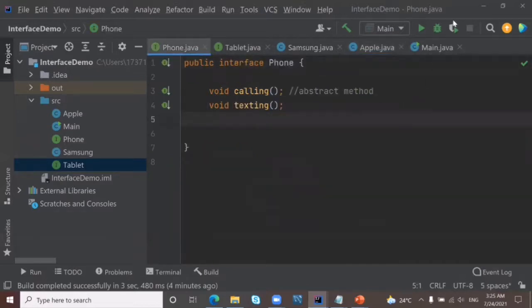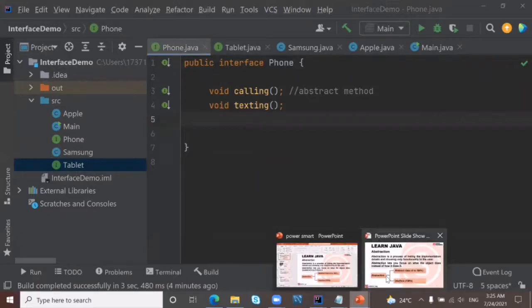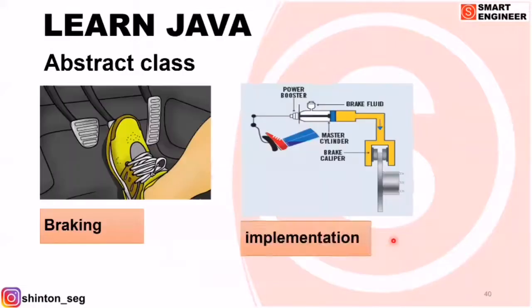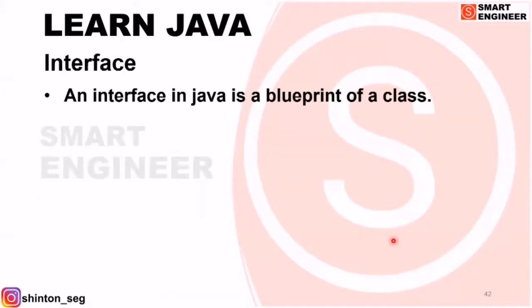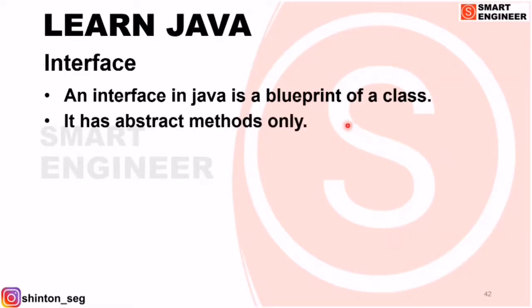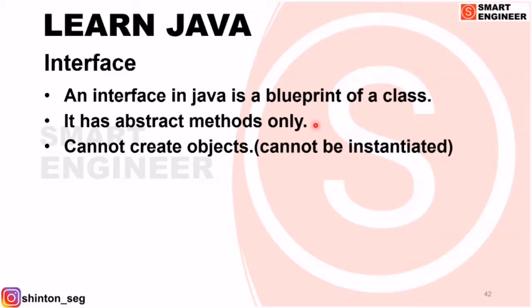Okay, so let's go to the PPT. We learned about abstraction, abstract class, and interface. An interface in Java is a blueprint for creating a class. It has only abstract methods, but in an abstract class there are both abstract and non-abstract methods. We cannot create an object from an interface, that means it cannot be instantiated.